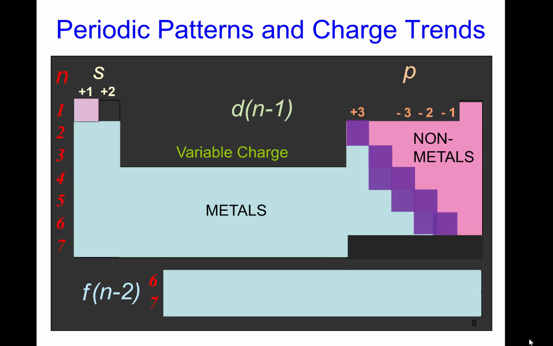And then everything touching the staircase is a metalloid, except for aluminum. So aluminum is right here on the periodic table, and that is not a metalloid, it's a metal. But everything else touching the staircase is a metalloid, which means that it has properties similar to metals and nonmetals.